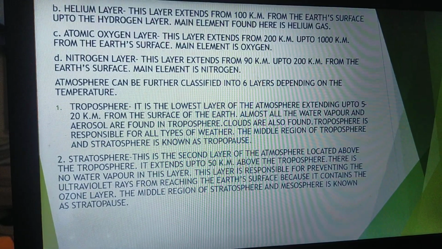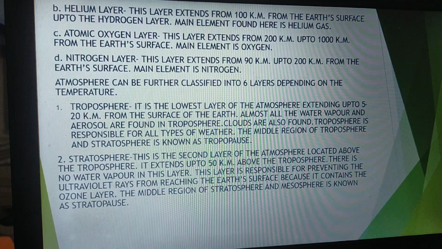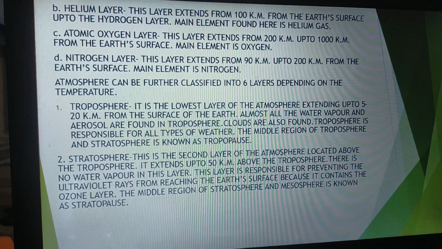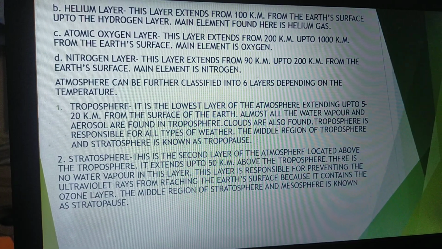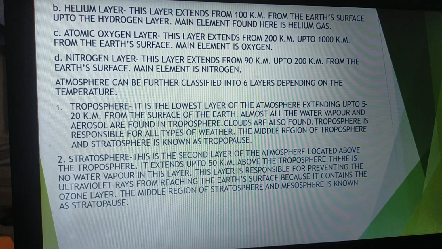The second layer is helium layer. This layer extends from 100 kilometers from the Earth's surface up to the hydrogen layer. The main element found here is helium gas.